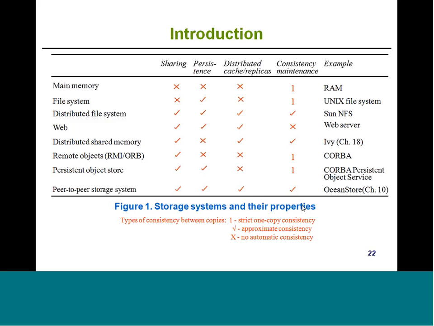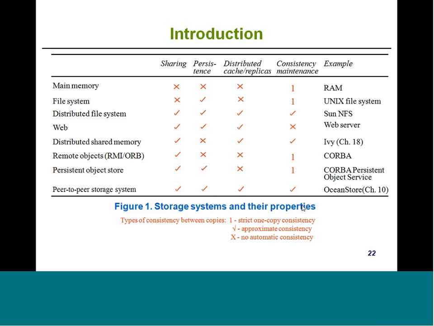Again, consistency maintenance is strictly one-copy consistency. Now let's talk about the distributed file system. This is where it gets interesting. We allow sharing in a distributed file system. The data is persistent, as we know, and it also allows the distributed cache, essentially, so that you can create replicas of data all over the place.